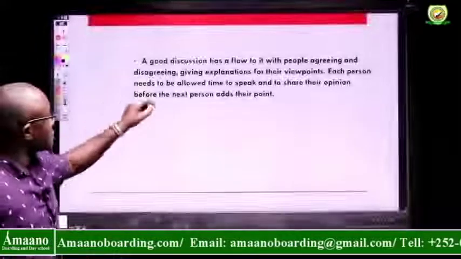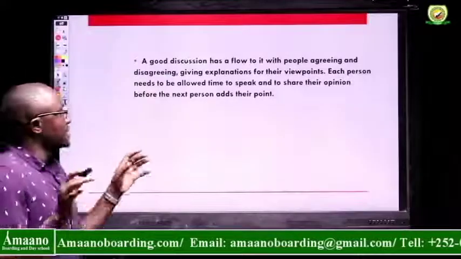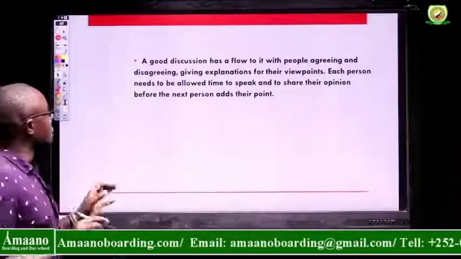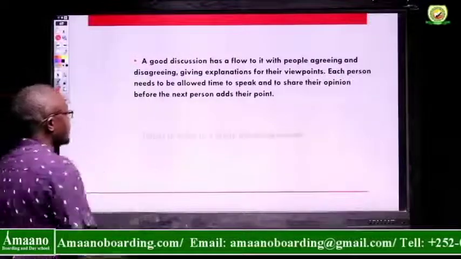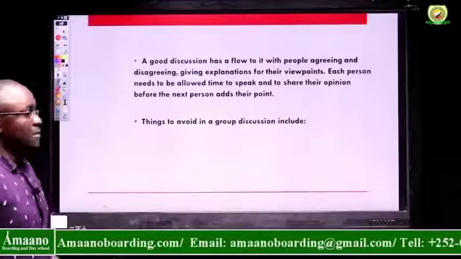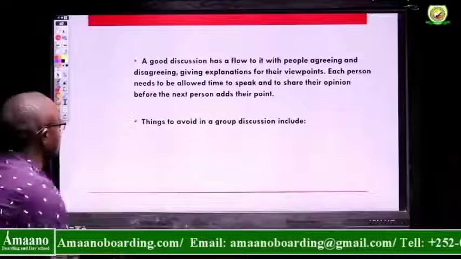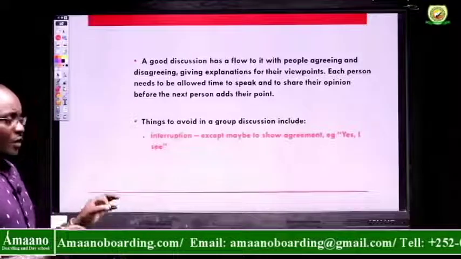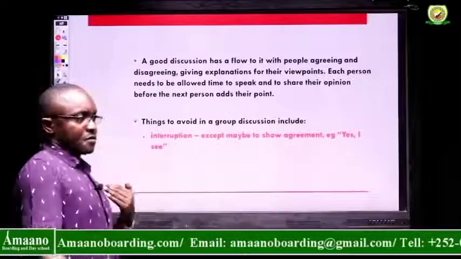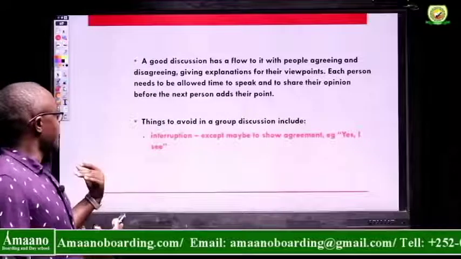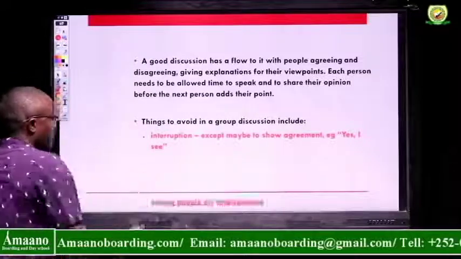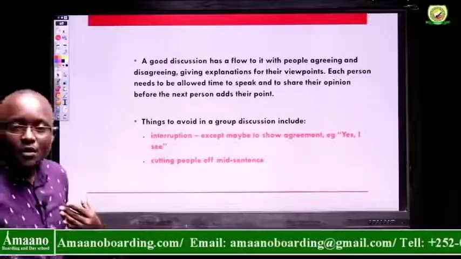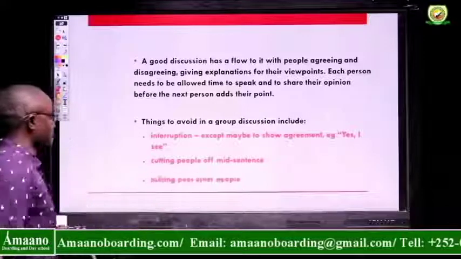So in a good discussion, people must agree and disagree. But each person is allowed to speak their opinion, okay, and add points to the other. So things to avoid for a discussion to be successful: you should avoid, one, interruptions. So you have to listen carefully, stop interrupting, don't come in with, for example, "yes" or "I see", no. Okay? Cutting people off mid-sentence, allow them to continue what they're saying without cutting them off.